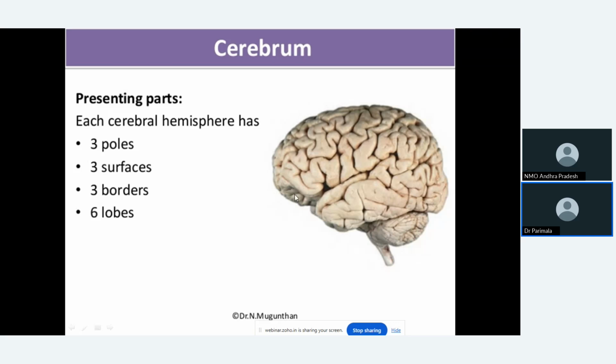The borders you are seeing here: this is the inferolateral border and this is the superomedial border. When you see the medial surface, we see the inferomedial border. The inferomedial border you can appreciate on the medial surface. Here it is written 6 lobes; 4 lobes are grossly seen. This is the frontal lobe, this is the parietal lobe, this is the occipital lobe, and this is the temporal lobe.